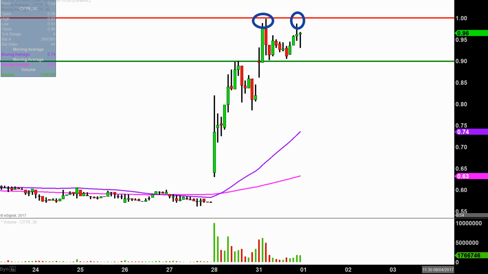But all in all, it's all about just building higher bases. As long as the price builds higher bases over time, then the long-term chart will take care of itself. So another nice day today. We'll see how the rest of this week all unfolds.